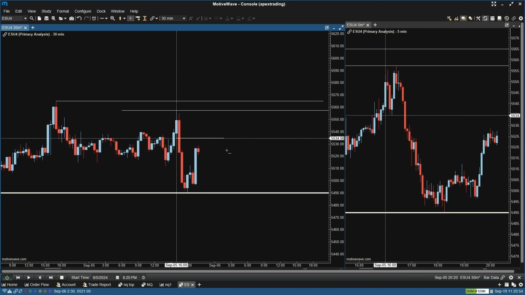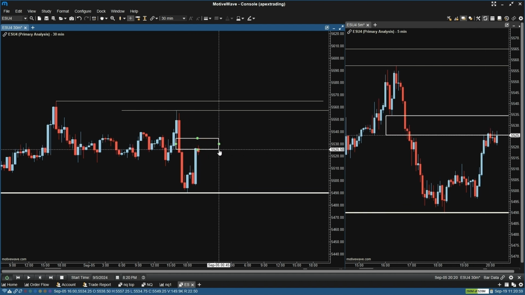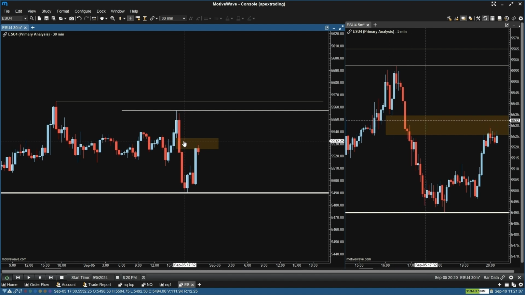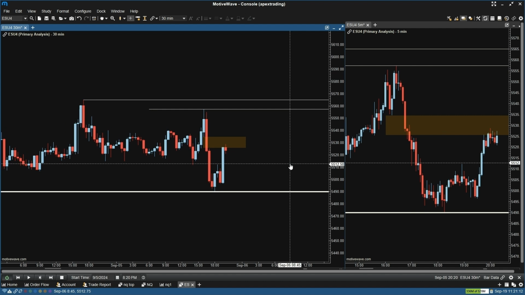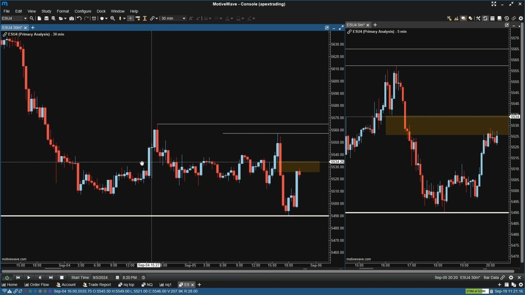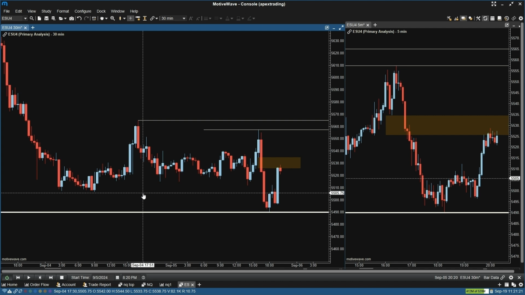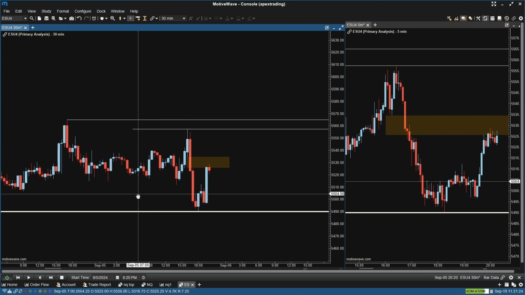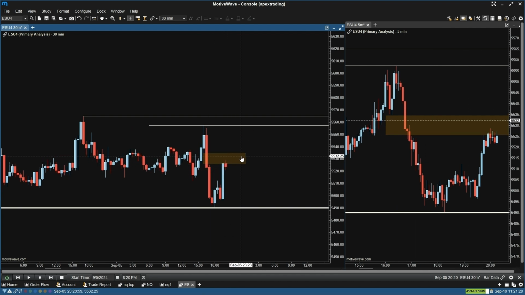So we are currently in a 30-minute fair value gap, right? This area. So that's clear. Stacking confluences here. We are bearish on the hourly time frame, tapping on the hourly order block, and currently in a 30-minute fair value gap, which is bearish.